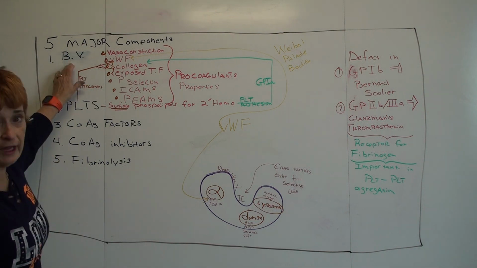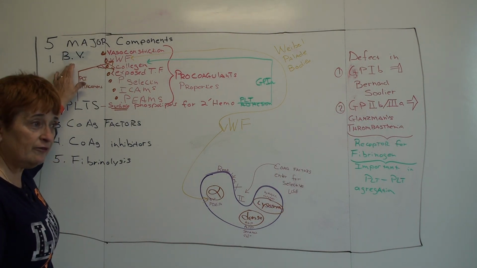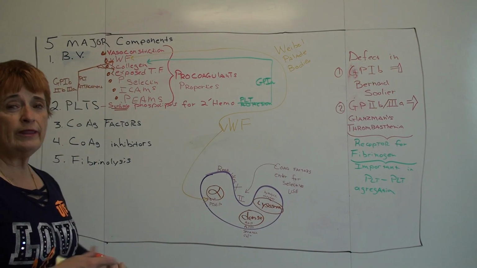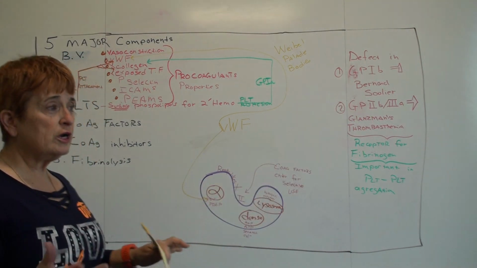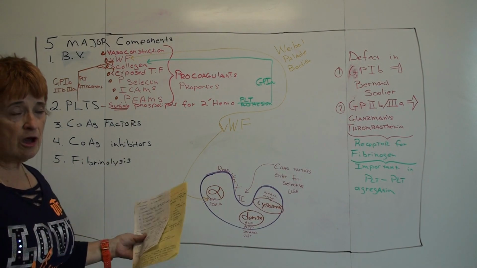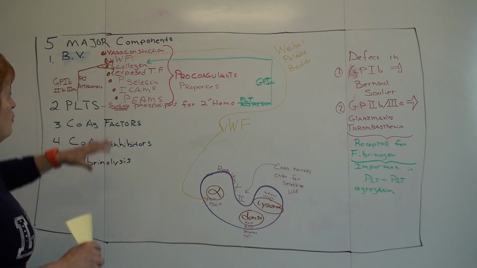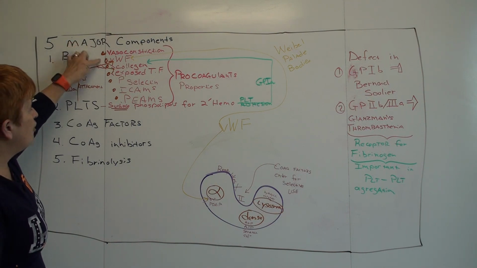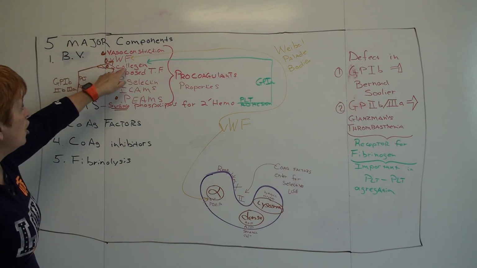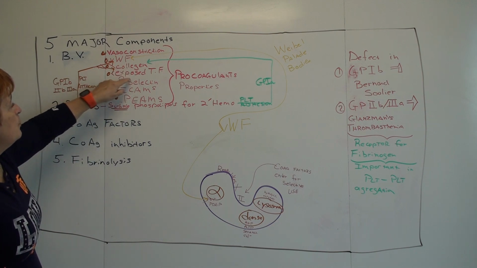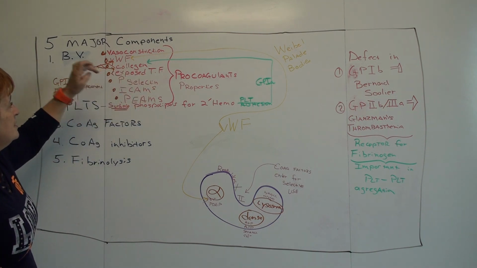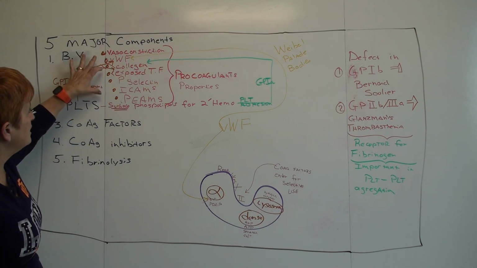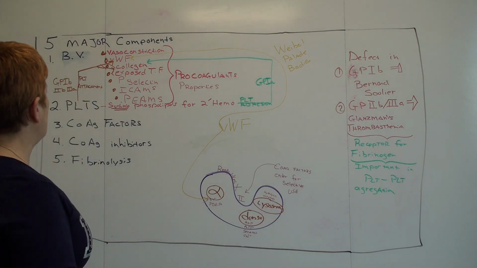Number 1 is the blood vessels. We already talked about the blood vessels and how they're constricting, and how when they're exposed and torn, they release contents, and I want to go over that. So blood vessels: vasoconstriction, von Willebrand's factor, and collagen, exposed tissue factor, the P-selectin, the ICAMs, and the PCAMs. So we went over that in the last videos also.